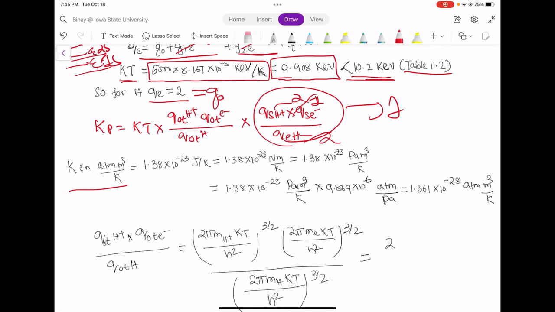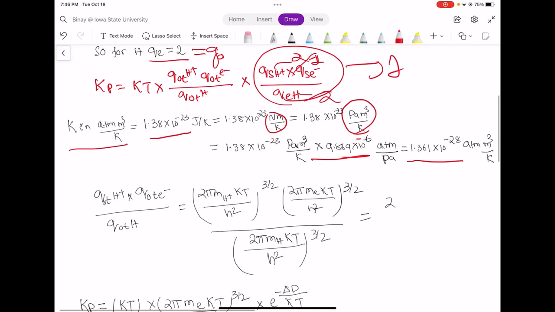So the normal K value is 1.38 times 10 to the power minus 23 joule per Kelvin. Joule can be written as Newton meter, Newton into meter, and if you want to write it in Pascal, Newton per meter square is Pascal, so just divide by meter square. This is Pascal meter cube per Kelvin, and 1 Pascal is 9.869 times 10 to the power minus 6 atmosphere. So I just multiplied this value and I got K equal to 1.361 times 10 to the power minus 28 atmosphere meter cube over Kelvin. So that is my value of K.